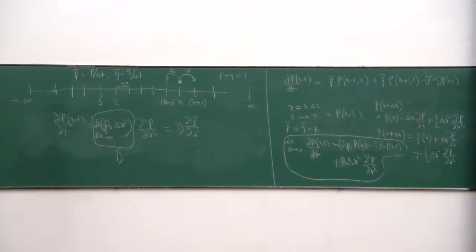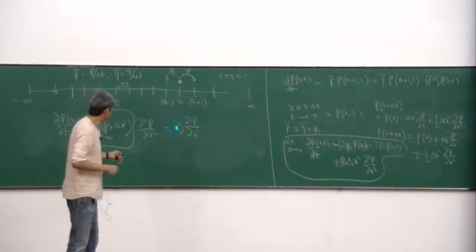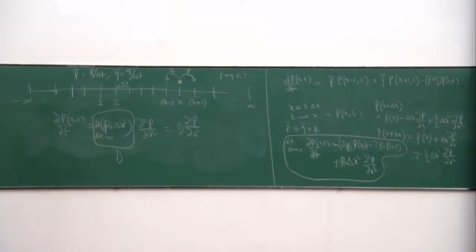So this is basically the origin of what we know as diffusion: a completely random walk at the microscopic level gives rise to this kind of diffusion equation.